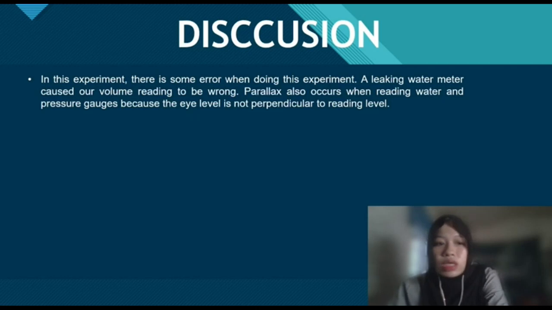A leaky water meter causes our volume reading to be wrong. Besides that, parallax error also occurs when reading the water level and pressure gauge because the eye level is not perpendicular to the level. For the next part I will let my friend present it.